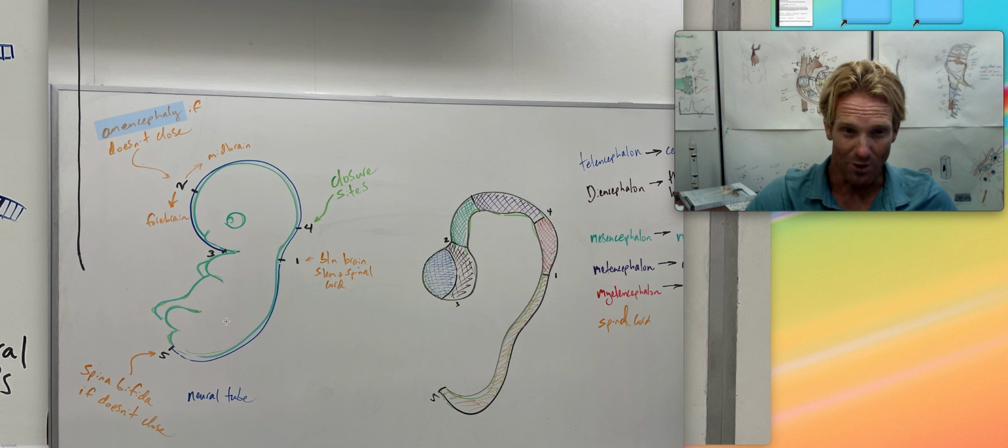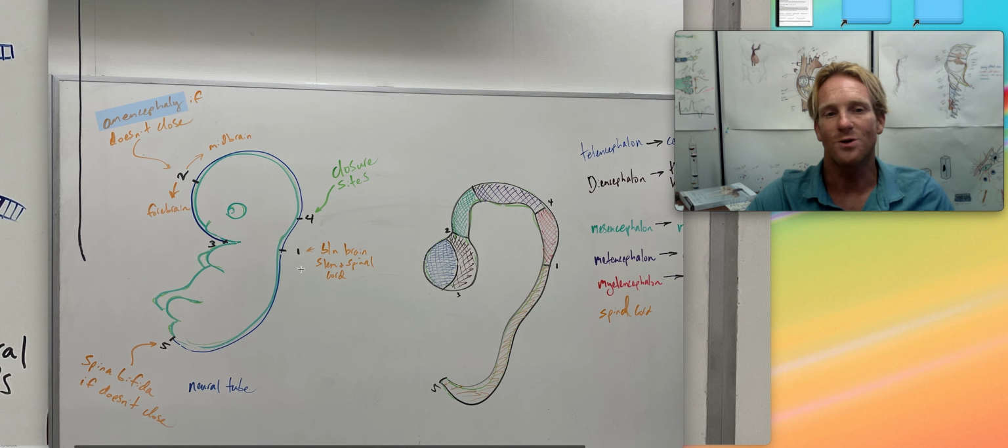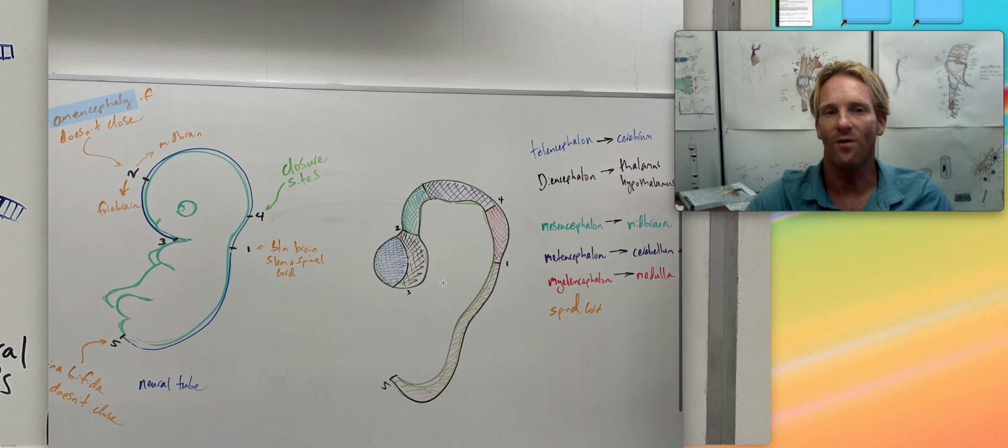Now, the neural tube doesn't completely close all at once. In fact, there are these closure sites that will form halfway down the length of the neural tube, and then it'll close up like a zipper, going in either direction. The first closure site is right here, and that closure site is going to be the division between the brain stem and the spinal cord.